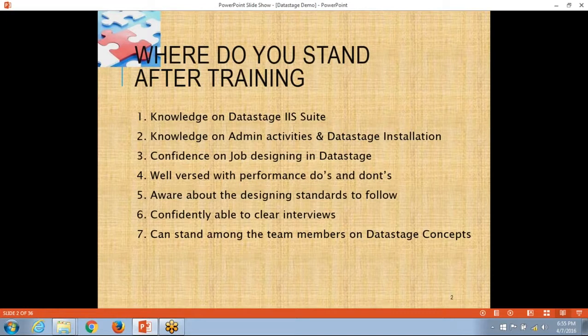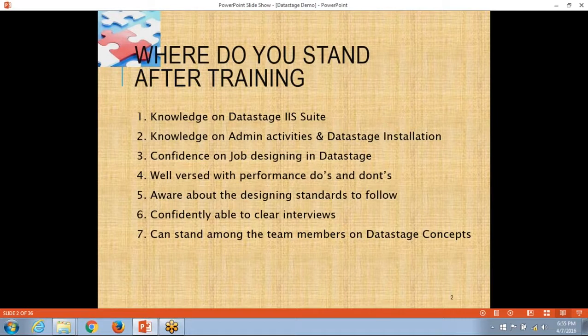We are also giving you information about do's and don'ts and the performance tuning concepts so that you design your DataStage jobs with the best performance. You will be well versed with all those concepts and aware of the standards. The best part of this training, provided you follow the only requirement from you, is that you attend the class and give some time after the session to design the job. Basically, practice.